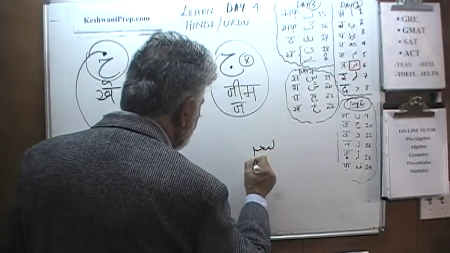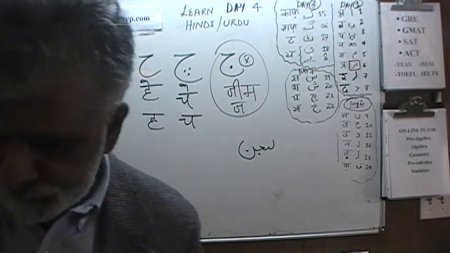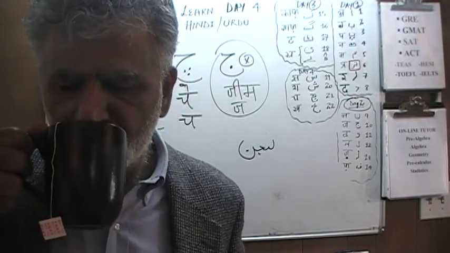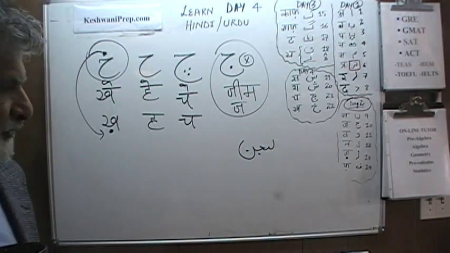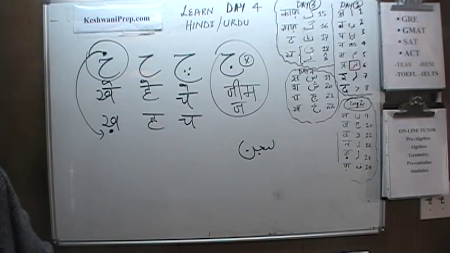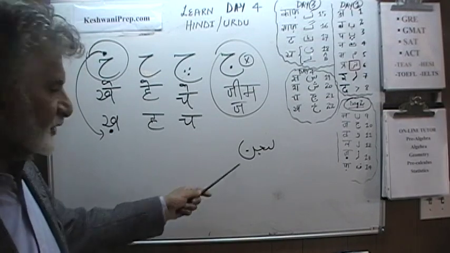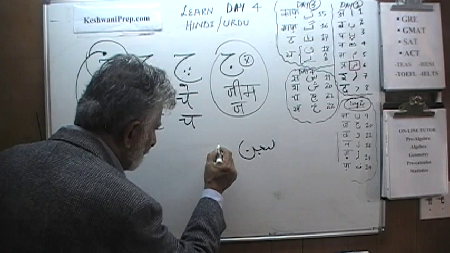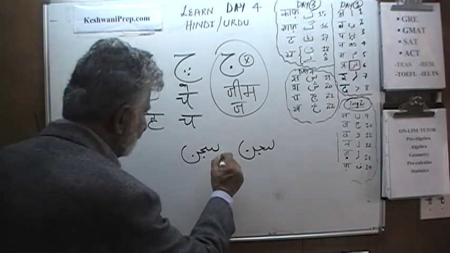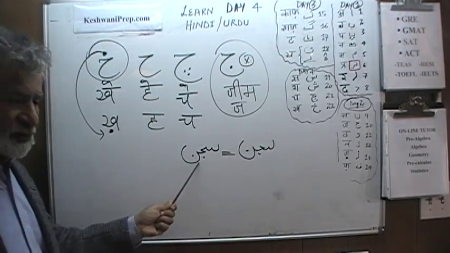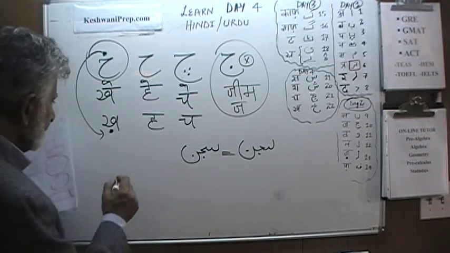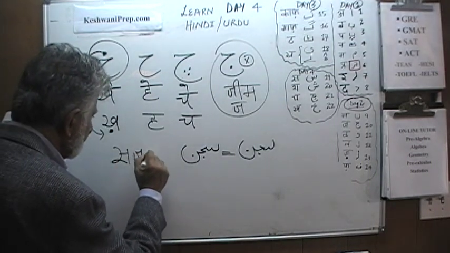Here's the next one. Seen, jim, na. This word happens to have no matra, none whatsoever. Just three letters sitting next to each other with no matras. Sajan. Again, this is how an adult's handwriting would look. So, seen, jim, na. You see the difference? They're both the same. This one is not incorrect. There is nothing wrong with it. But this is how most of the time people write it. Sajan. What's a sajan? Oh, sajan is your lover. Sajan.